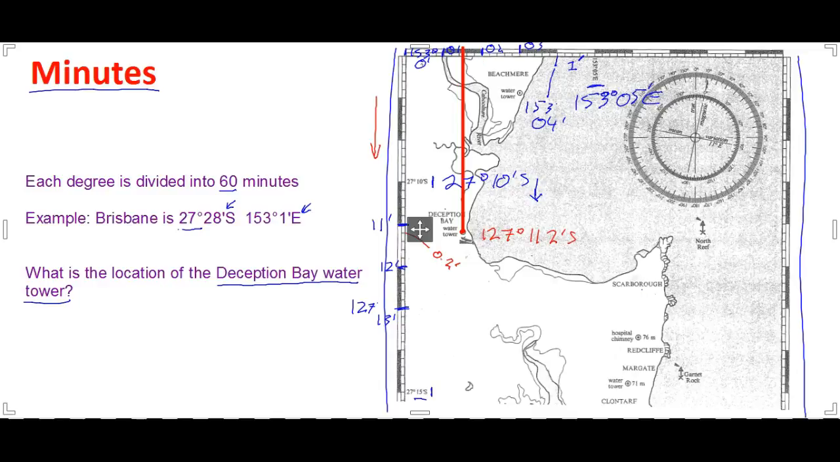Okay? Let's find out what that is. That's 153 and 1 minute, 0.2, 0.4, in the middle, 0.5. 153 degrees, 1 minute, point, and how many did we say? 2, 4, and in the middle, 5 minutes, and that's east. Done.